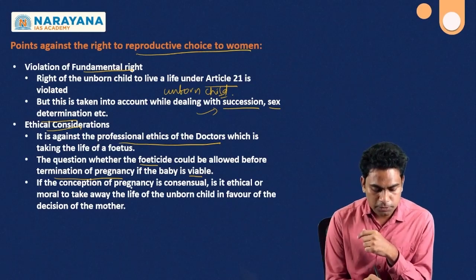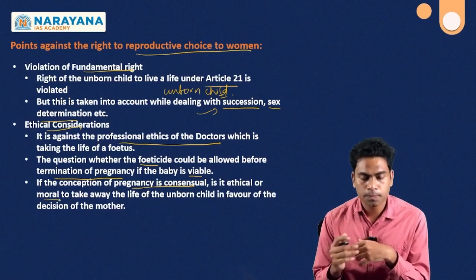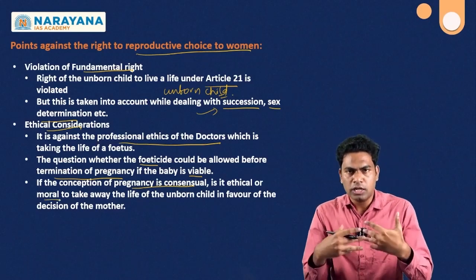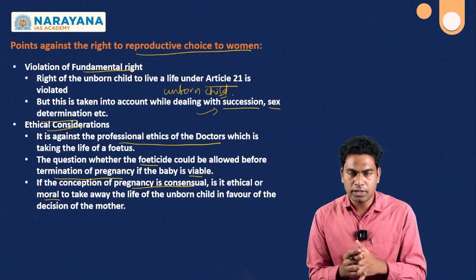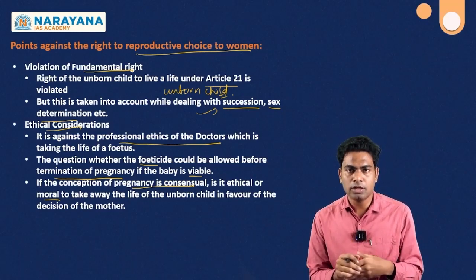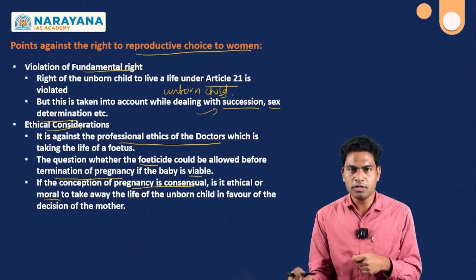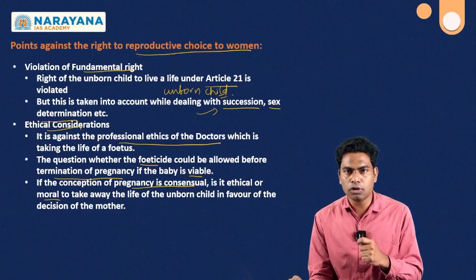Next up is whether the conception of pregnancy is consensual. Is it ethical or moral? Why? Because once the pregnancy is conceived on account of consensuality between the partners, should we give them the right to reproductive choice? So these are certain ethical and moral considerations that we have to look into before granting rights to the woman.